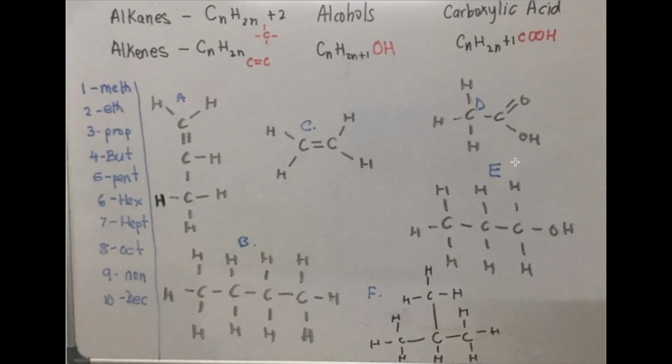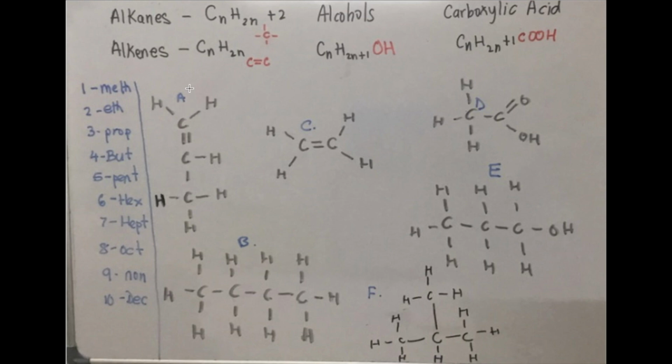And the last question for the day: letter C is called ethene. It's an alkene. CnH2n is its general formula, and you can see that here. What's another alkene that we have here on the list? And what is its name?